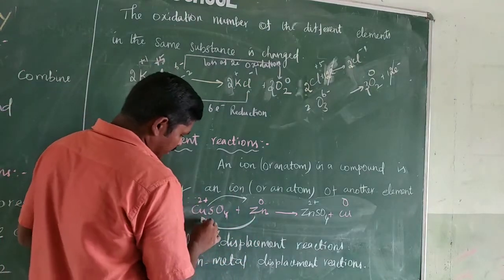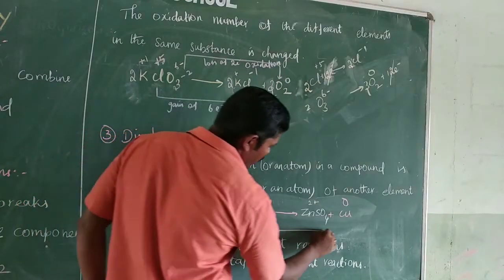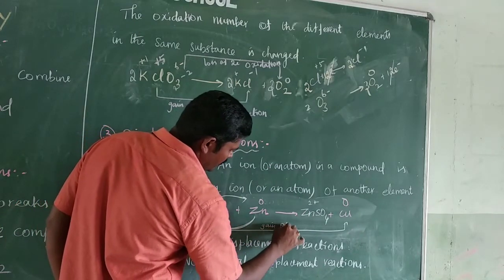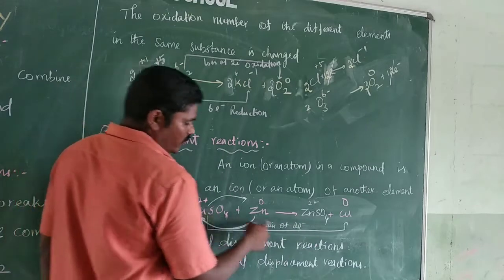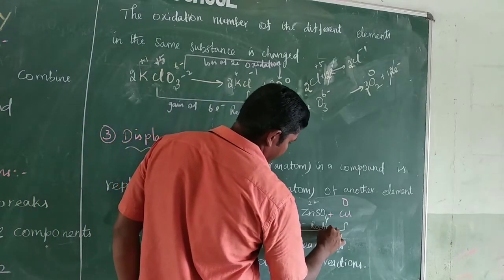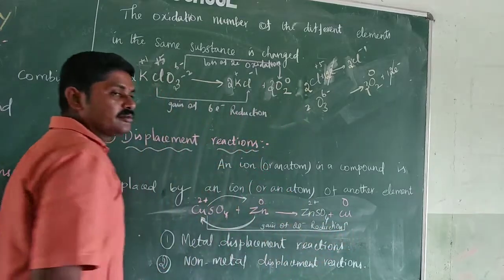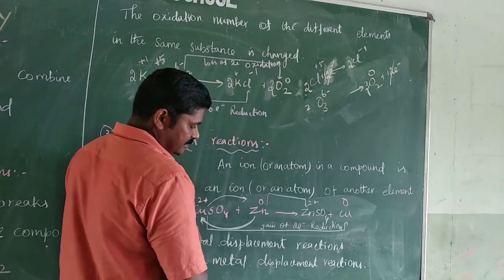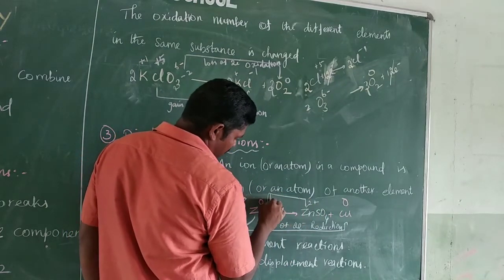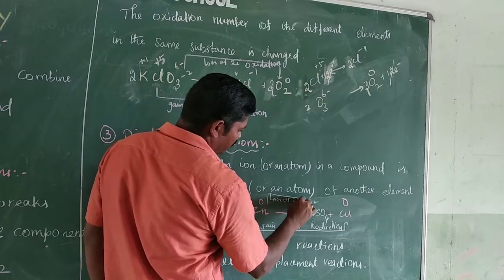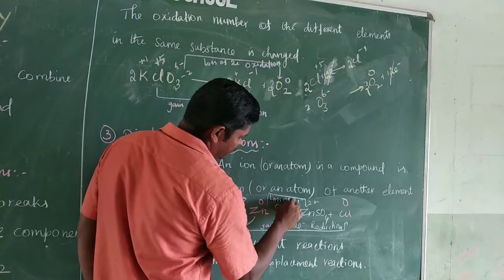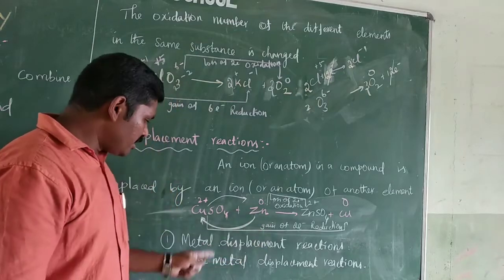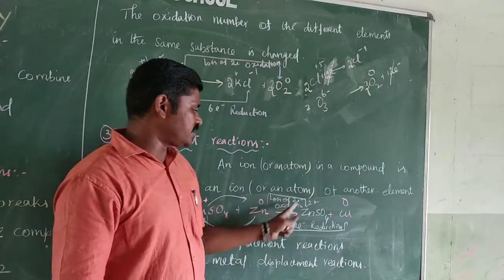So copper 2 plus to copper 0, gain of 2 electrons. Gain of electron is reduction. Okay, so zinc 0 to zinc 2 plus, loss of 2 electrons, oxidation. Okay, it's a redox reaction. This process is reduction, this process is oxidation.